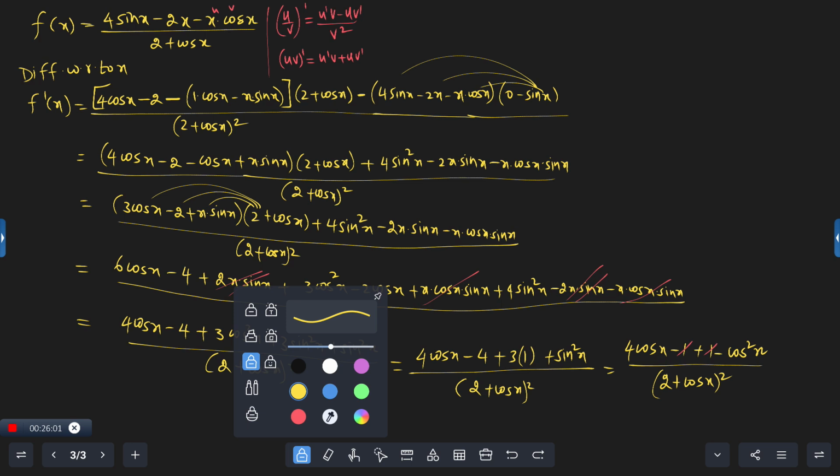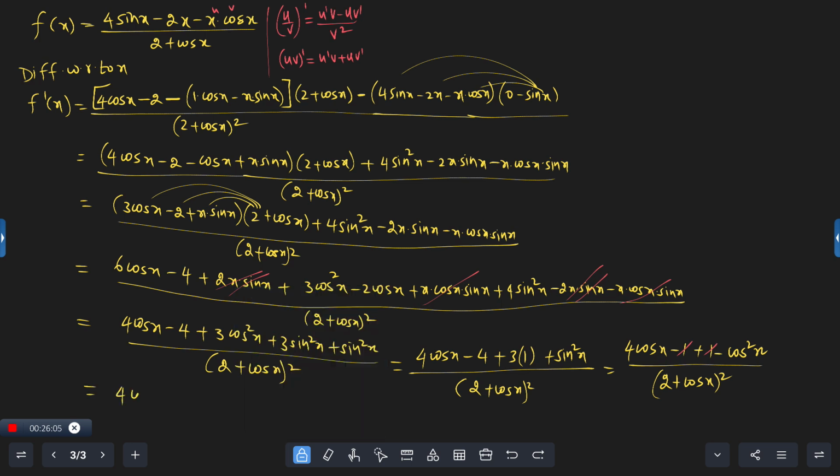After cancelling, what I am getting is 4 cos x minus cos square x, the whole divided by 2 plus cos x, the whole square. If you want, you can take x outside. This is the first derivative, understand?